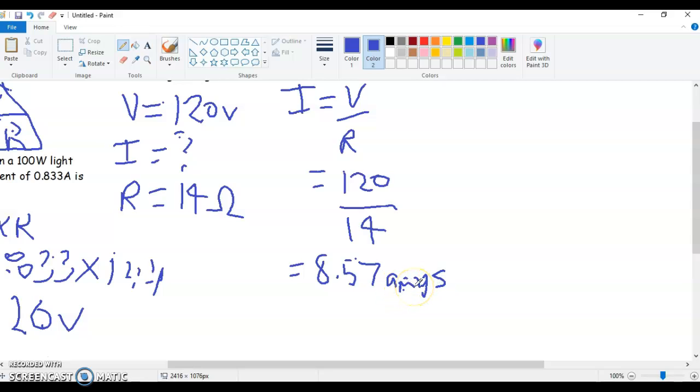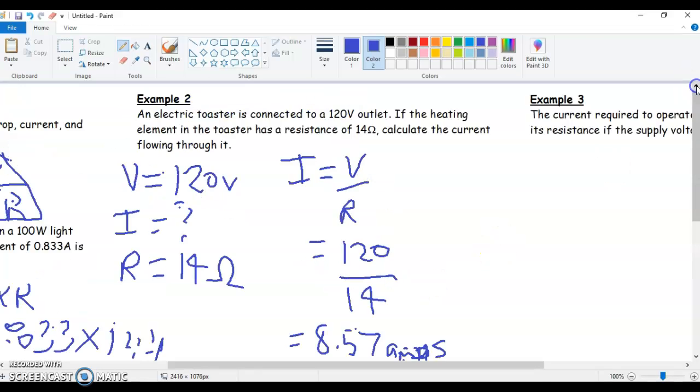And again, don't forget to write your statement. Okay, so your statement would be, let's get the question back up here. The current flowing through an electric toaster is 8.57 amps. That's all you need to do.